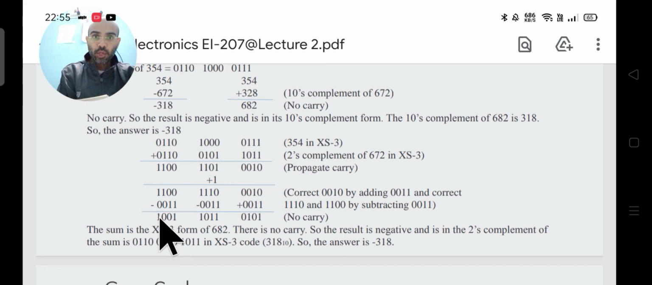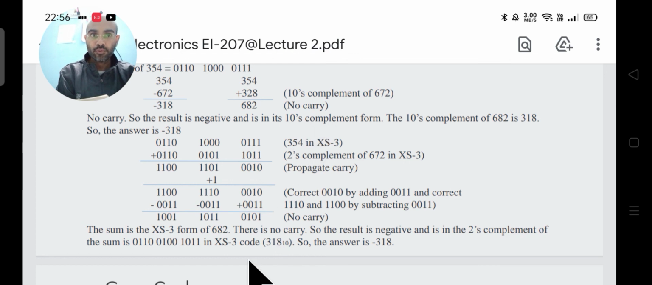If we take the 2's complement of this, the last bit will remain as it is, whereas all the other bits will be replaced: the zeros will be replaced by 1 and the ones will be replaced by zeros, except this last bit. This is how you get the 2's complement of that number. So doing that, 0 1 1 0, then 0 1 0 0, then 1 0, then 1 1. So you have inverted all the bits except this bit. So this is the excess 3 code of 318.